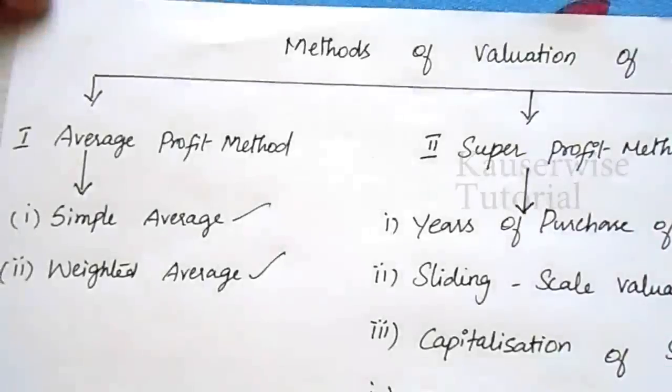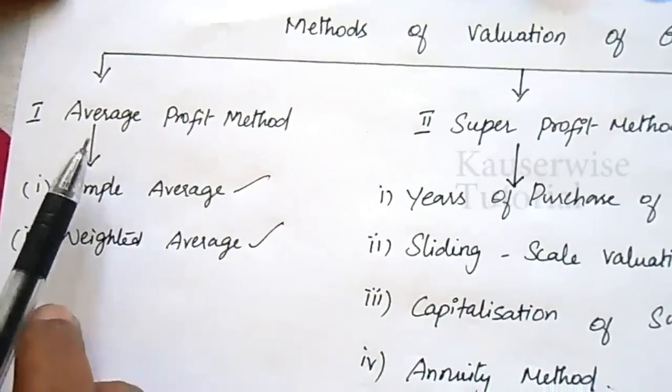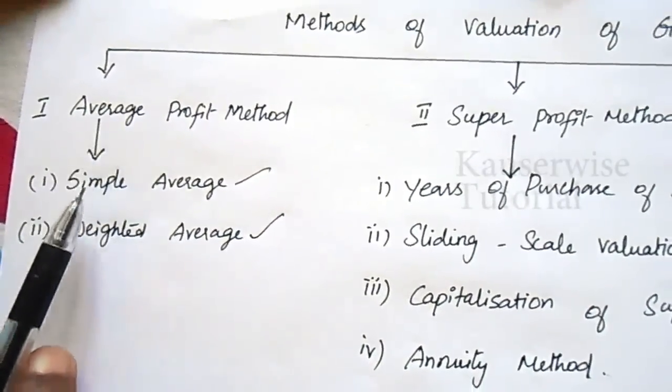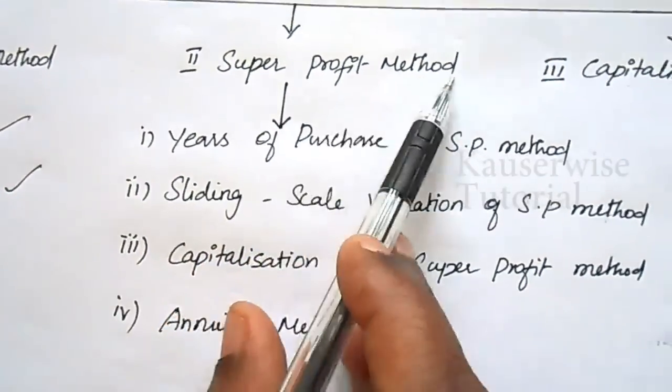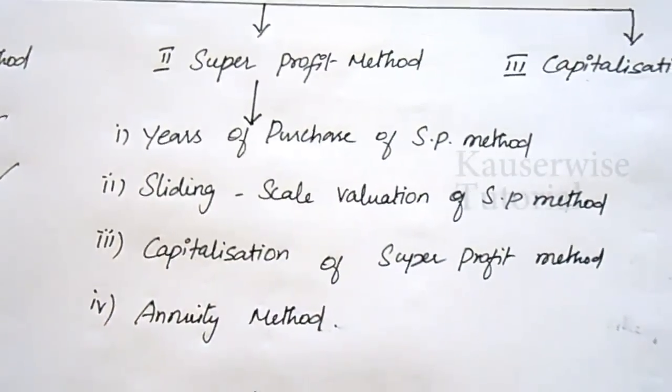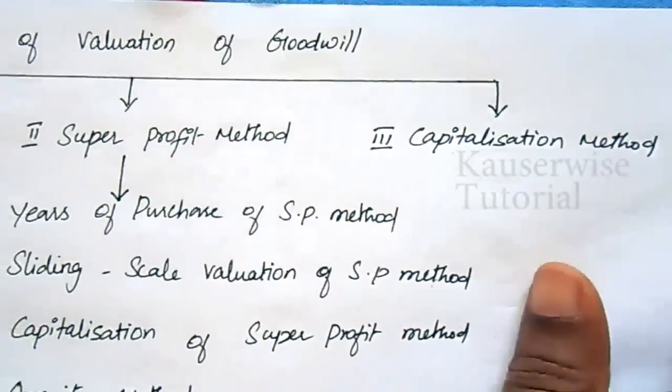So far we have discussed three different methods of valuation of goodwill. First one is average profit method. Under that we have discussed two things, simple and weighted. And second one is super profit method. Under that we have discussed four different methods. And the last one is capitalization method. Hope you all understand this concept.